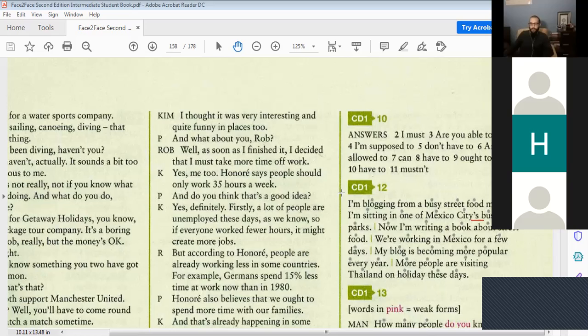Hajar. I'm sitting in one of Mexico City's busy parks. Okay. Sumaya. I'm sitting in one of Mexico City's busy parks. All right. Let's check next one.